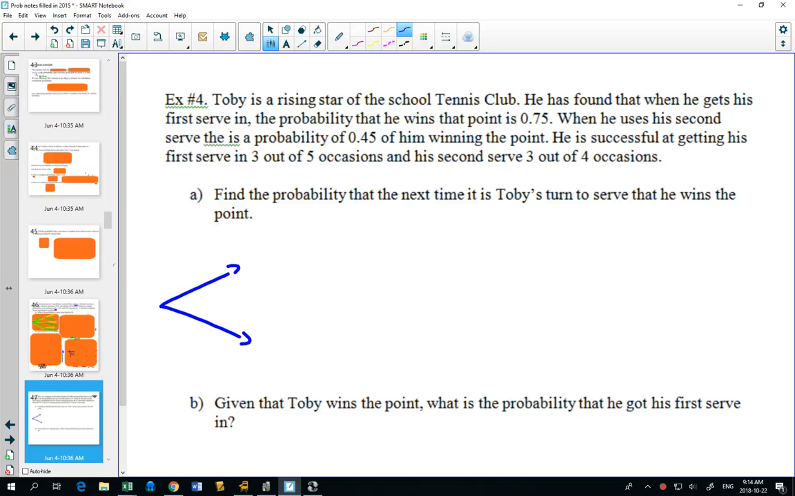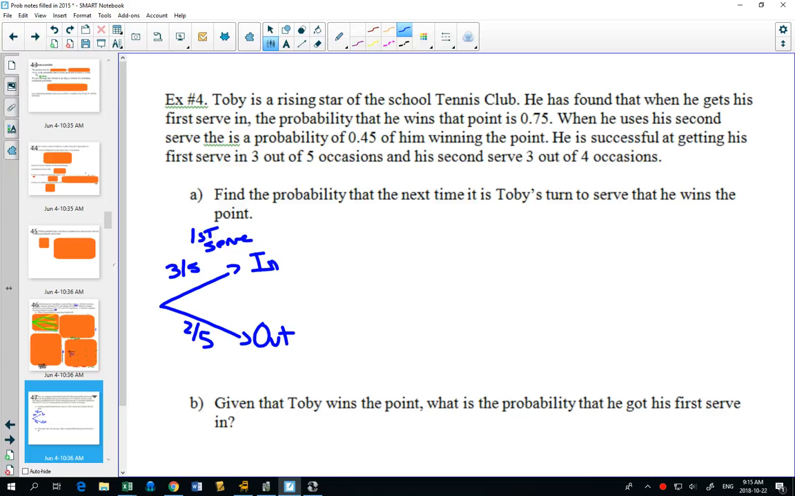First serve. First serve is either... so we can label this my first serve. It's either, what do you want to use for letters, good and bad, or in and out? Well, he hasn't won the point yet, right? He's just either served it in or out. So if he serves it in, I'll go I for in, O for out. What is his probability of serving it in? 3 out of 5. That means there's a 2 out of 5 chance that he served it out.